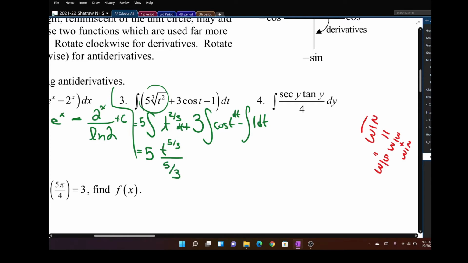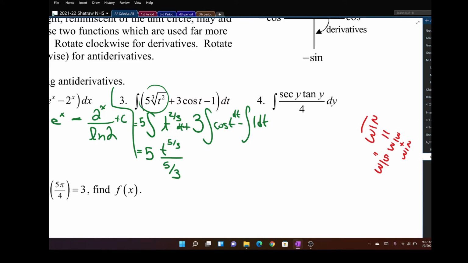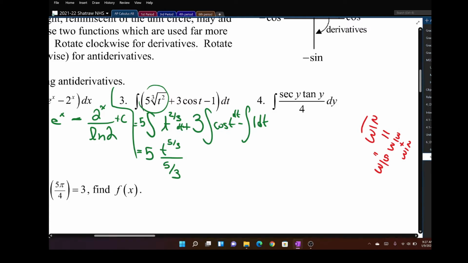Now, on the AP exam, you can leave it like that. I know it looks ugly, but unless you were doing a multiple choice problem, you'll see that be worked out. 5 divided by 5/3 ends up being 5 times 3/5, which means that there was really just a 3 out in front. So I'm going to write my answer as 3t to the 5/3.